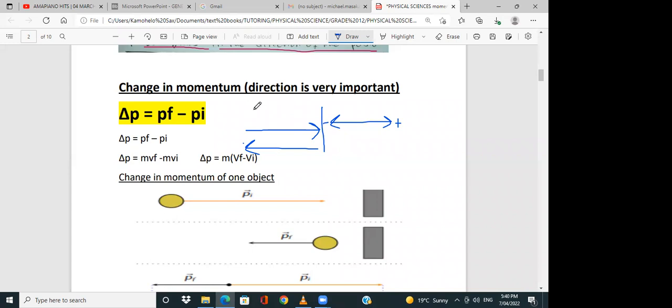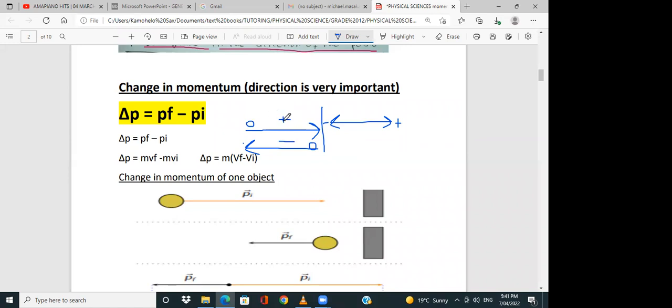Now you can see that our object, let's say this round object of ours here, is moving. As this object is moving towards the right, it's going to have a positive momentum. And then as it's moving towards the left, it's going to have a negative momentum. That's what we're saying, change in momentum.